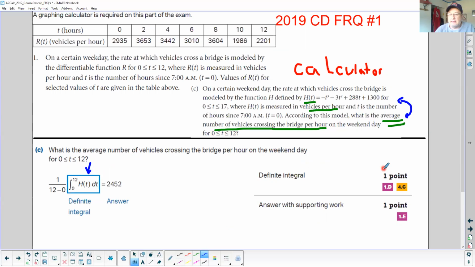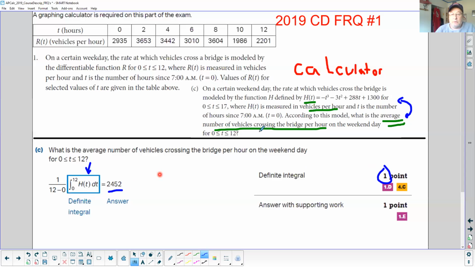The first point, definite integral. That just means this blue box part. A lot of students forget the divided by 12 or multiply by 1/12. So if you did forget that, you will get this point, but not the answer. And then the answer is 2452.